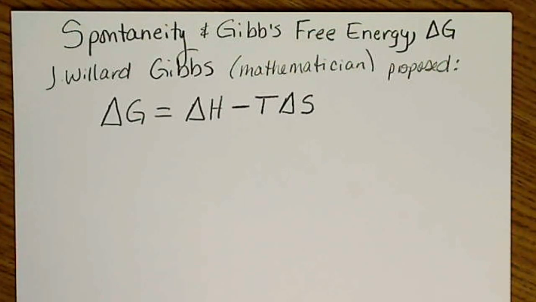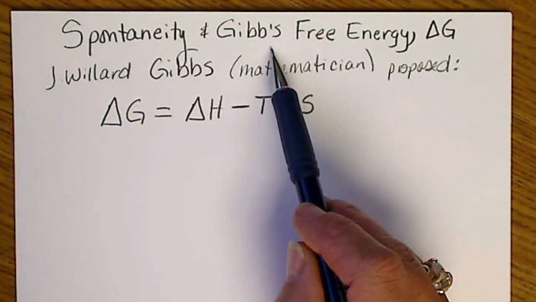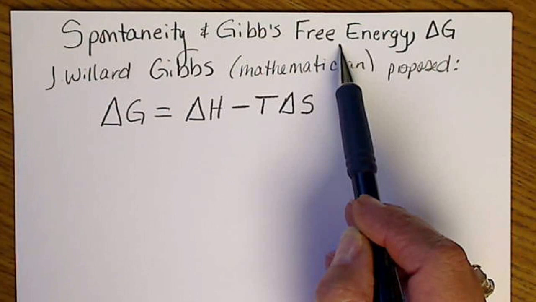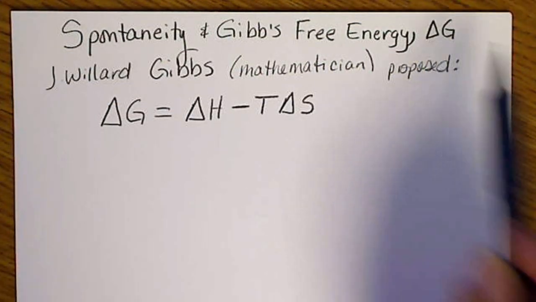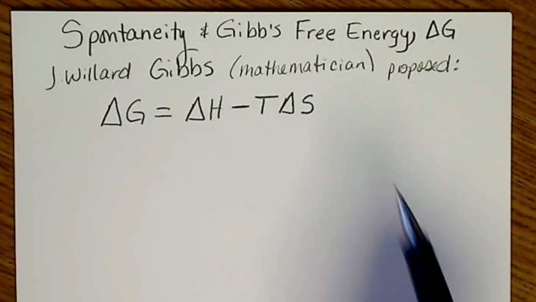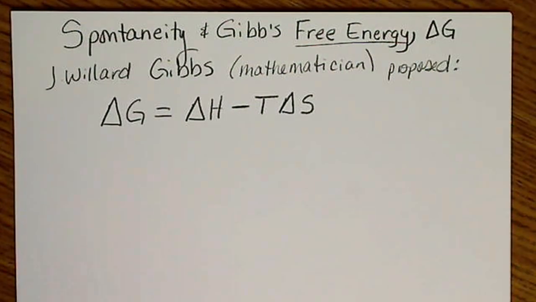We're now going to look at another thermodynamic quantity, and we refer to that quantity as Gibbs free energy, or we symbolize it by delta G, and sometimes we just call it free energy. And we'll see that we can use this equation to calculate whether or not a reaction will be spontaneous.